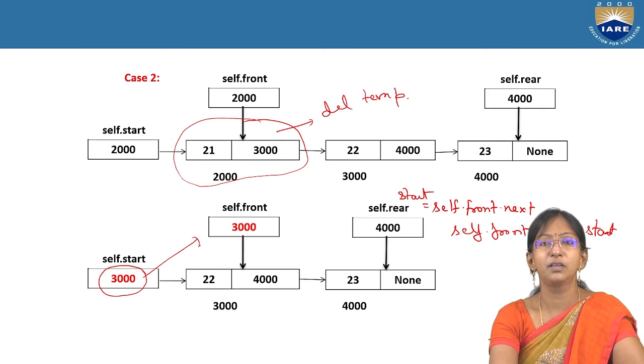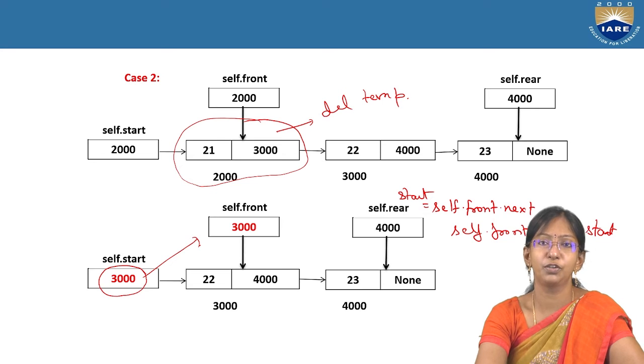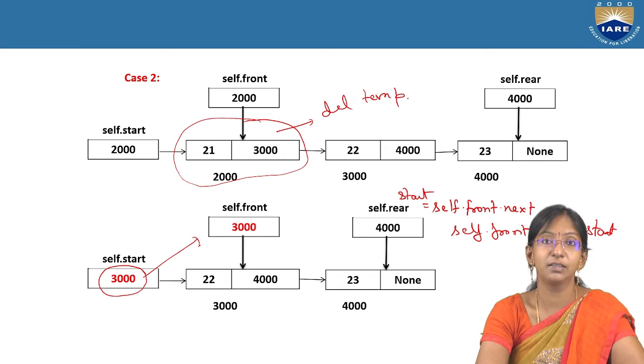Okay, so this is, as a whole, the pop operation that you can have. The three cases under pop operations which we have in a queue. I hope I'm clear with it.